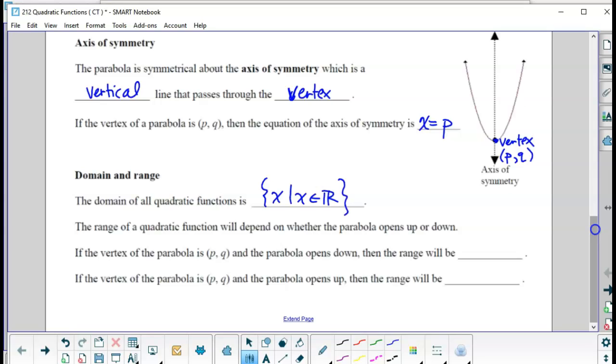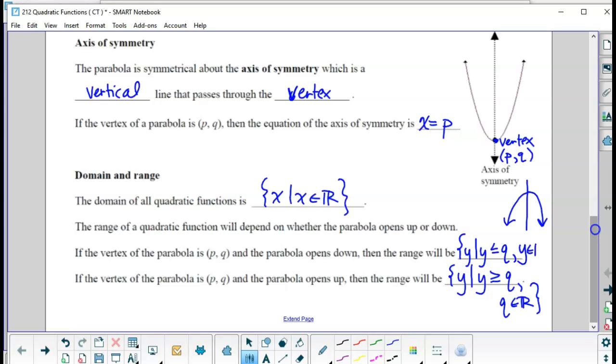Range depends on whether the parabola opens up or down. If the vertex of the parabola is PQ and it opens down and the next one is up, let's do the up one, because that's that diagram. Then the range, everything is above it. So that's going to be all the values of y, where y is greater than or equal to the y value at the vertex, and q is an element of the set of reals. Then for opening down, that's where you would have something like this. So it's going to be all the y values less than or equal to q, element of the set of reals. Okay.